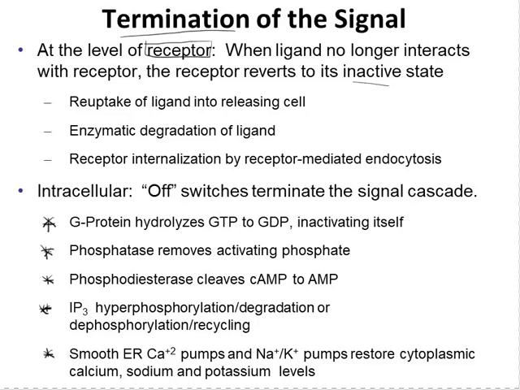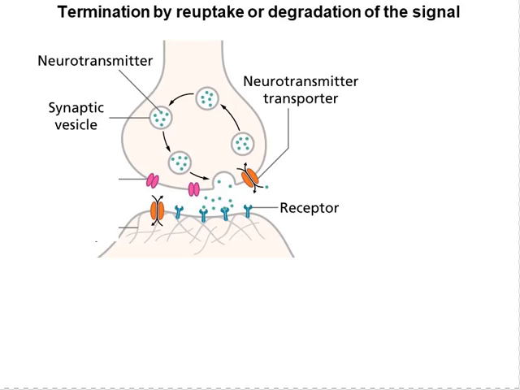There are a couple of ways to get rid of the ligand. First, if we're talking about a scenario involving local signaling, where one cell is releasing a signal to stimulate a nearby cell, the releasing cell might simply take back the signal. This is what we often see with neuronal signaling in the nervous system, which is illustrated here. What this diagram shows is two cells, a neuron here at the top, and then a target cell here at the bottom, which could be another neuron, a muscle cell, or a gland.